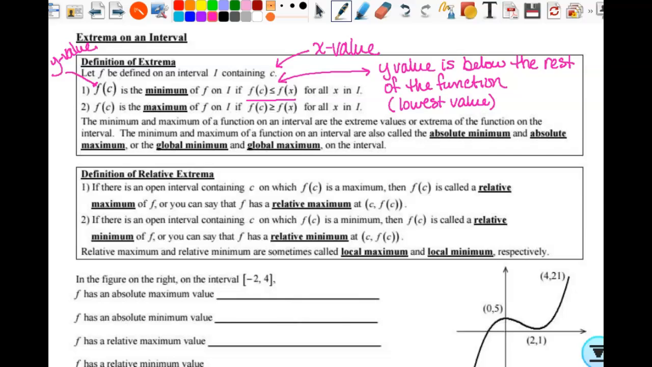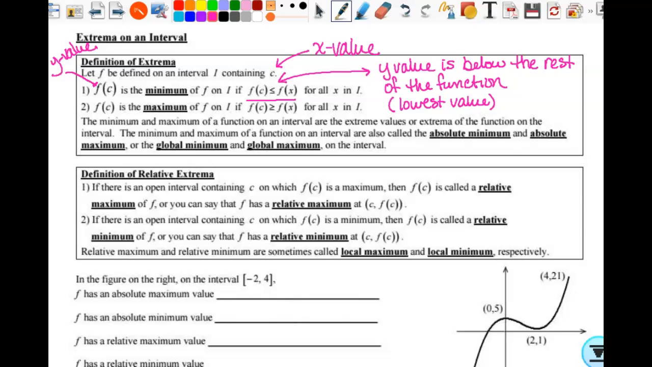So just understanding what a minimum and maximum is on a graph isn't enough. We've got to make sure that we understand it functionally as well. And then the maximum is the flip side of that. If f of c is greater than or equal to all other values of f of x, then that is a maximum. We got our maximums and our minimums. Okay, we good with that?